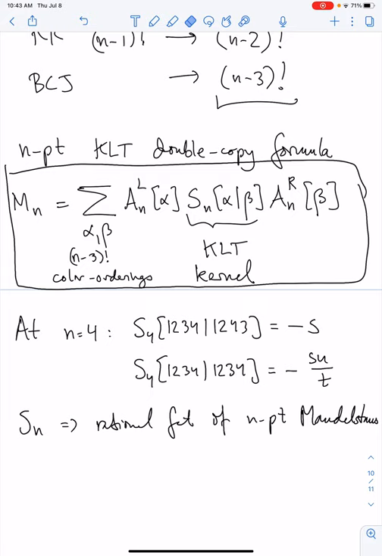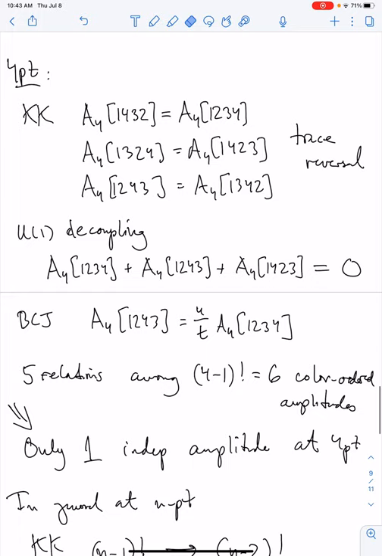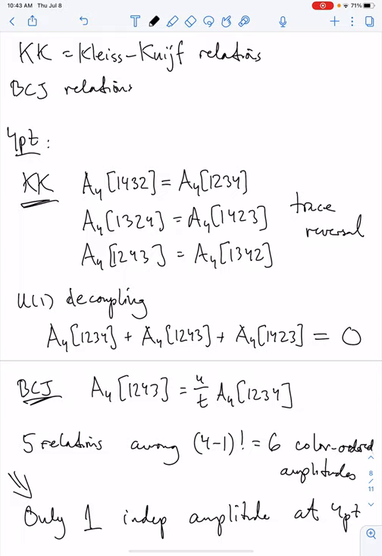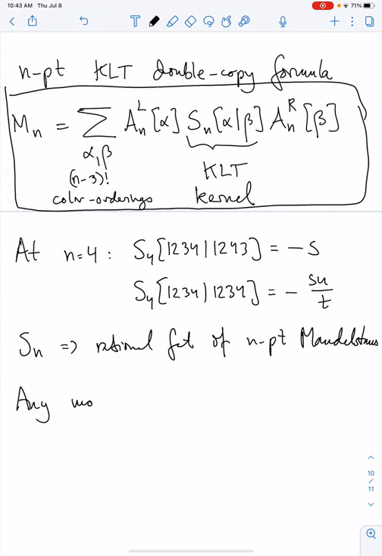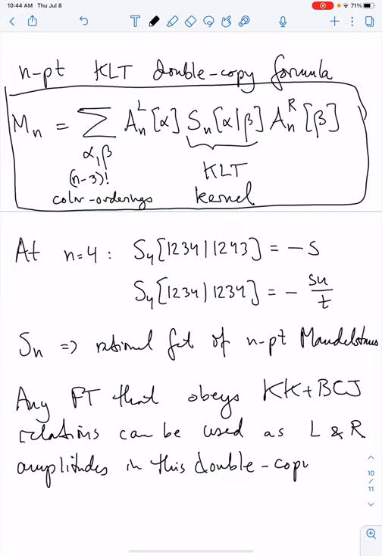And you might think that it's just a miracle that applies to the case of Yang-Mills. But it is, in fact, quite a lot more general. So what it actually does is that we could think about this not just as a double copy for Yang-Mills, but for any kind of theory that would obey this set of relations, the combined KK and BCJ relations. So basically, any model, or by which I mean any field theory, that obeys the KK plus BCJ relations can be used as the left and right amplitudes in this double copy. And then you could ask what could actually come out.